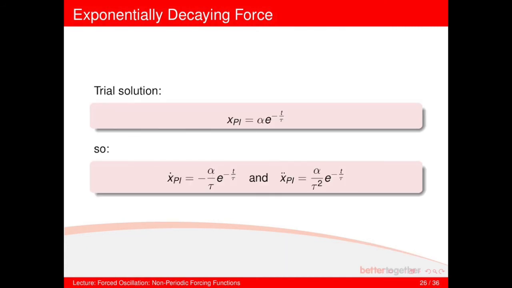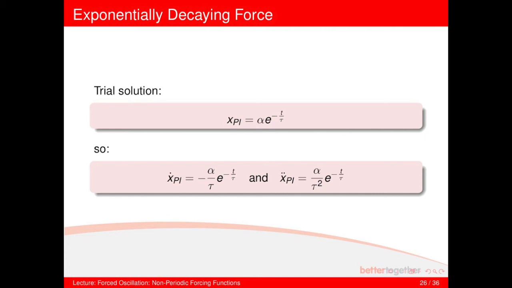The forcing function was an exponential, so the trial solution is an exponential. Notice that the constant in front of t remains the same. I don't change that. That's still minus 1 upon tau. But alpha I don't know. I've got to work it out.